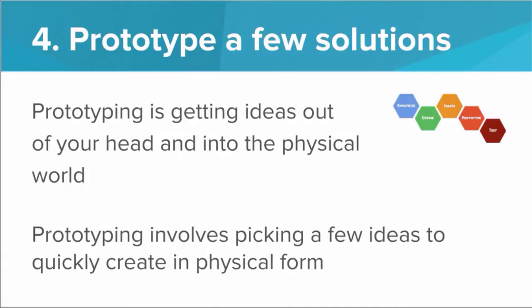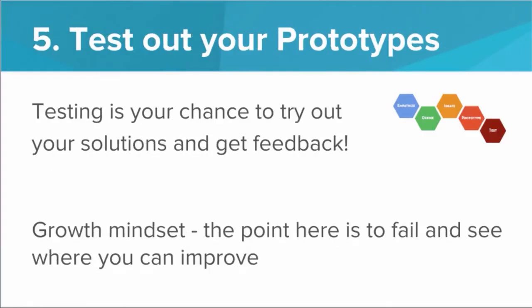Next, we'll move into the prototype mode. So we'll condense our ideation stage, pick out a few solutions that we think are worth pursuing, and get these ideas out into prototypes. So prototyping is getting ideas out of your head and into the physical world. So prototyping involves picking a few ideas and quickly creating them in a physical form so we can play around with them and test them. Once we have prototypes, we move into the test phase, where we actually test out our prototypes with real users. So testing is your chance to try out your solutions and get feedback on them.